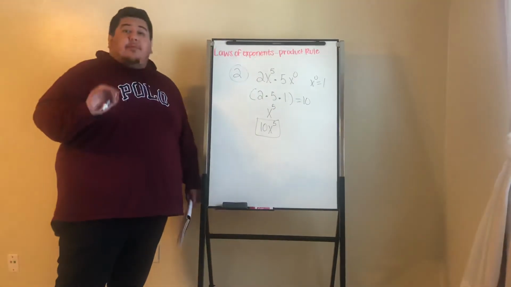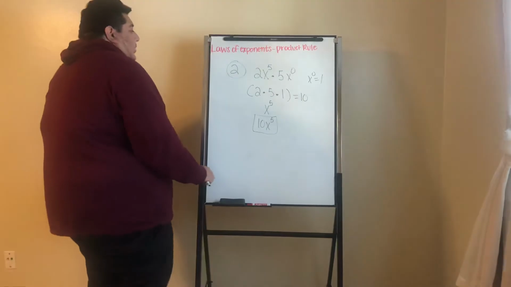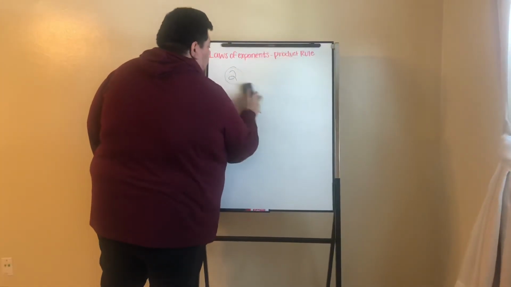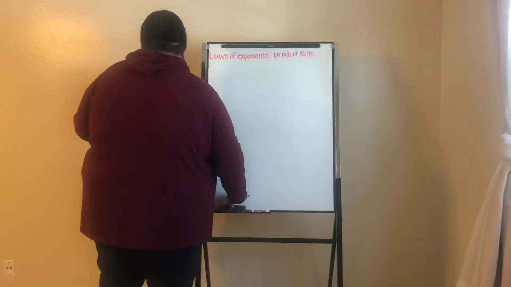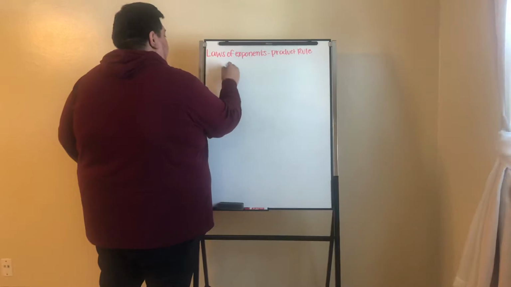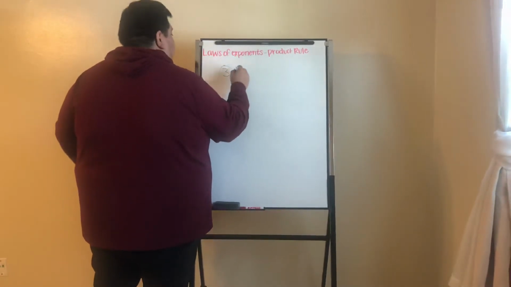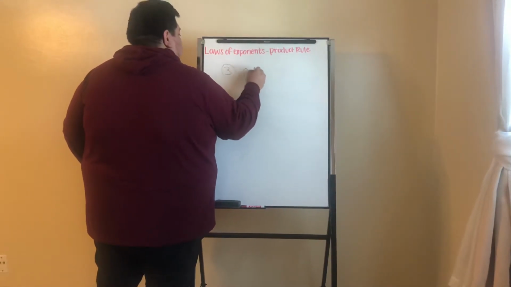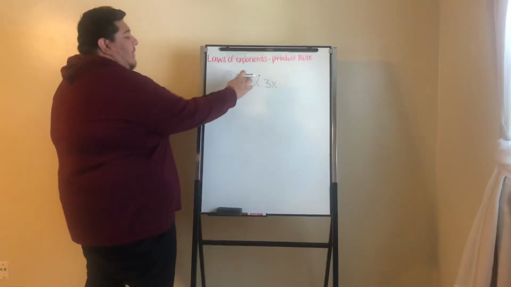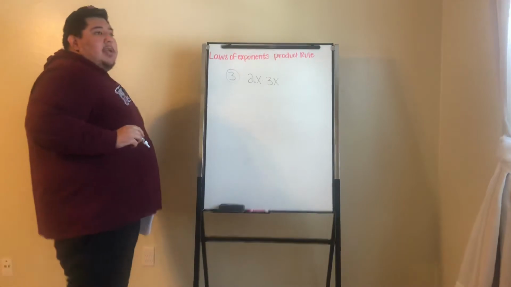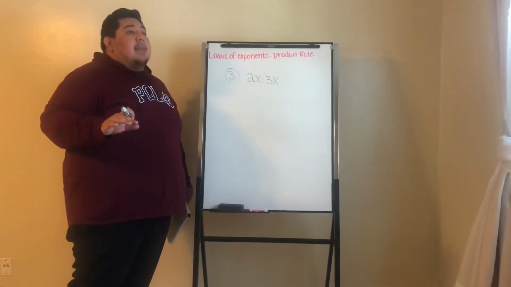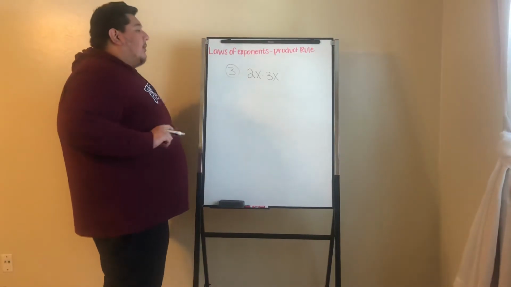Next, example problem number 3. Let's begin with a curveball. Let's say we have 2x times 3x. Notice I have not written an exponent on top. This is what I mean by curveball. It may be a difficult problem, but at the same time, it could be an easy problem.